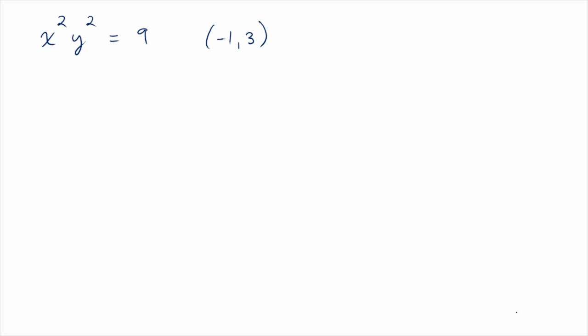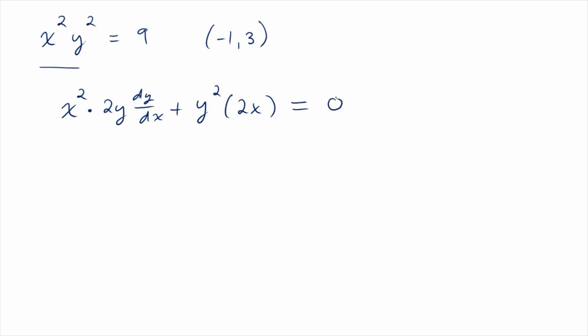We need to differentiate both sides with respect to x using implicit differentiation. We'll use the product rule on the left-hand side. First function, x squared, times the derivative of the second function, which is 2y dy/dx, plus the second function, y squared, times the derivative of the first function, which is just 2x, equals the derivative of 9, which is 0. We want to solve this equation for dy/dx.